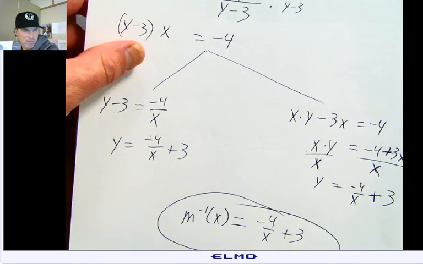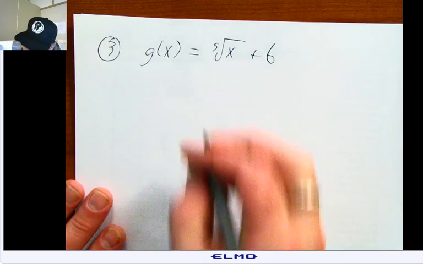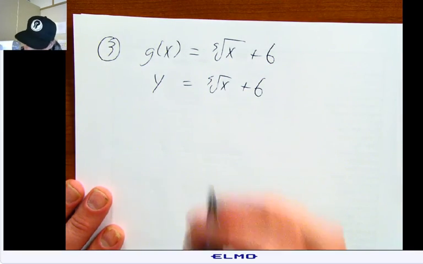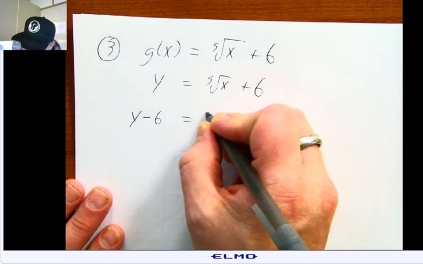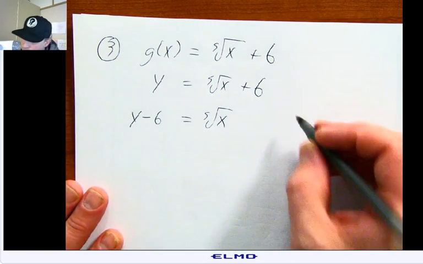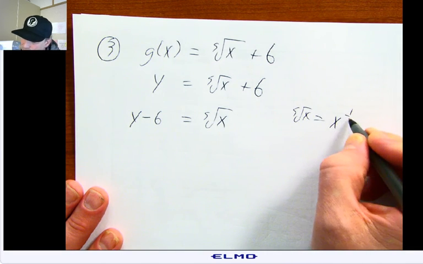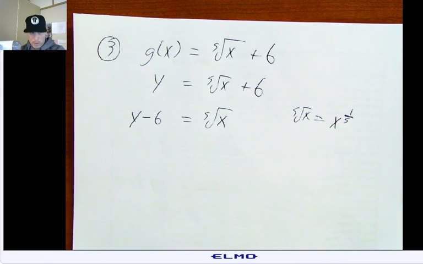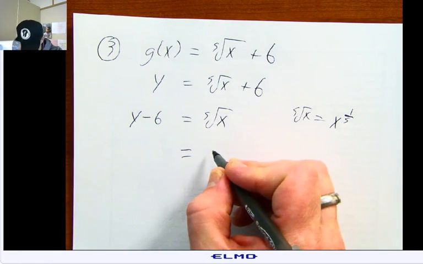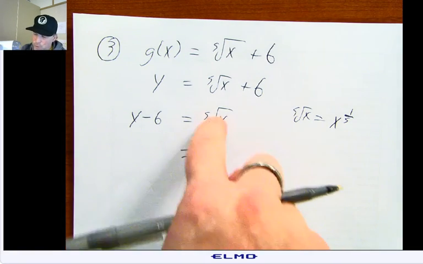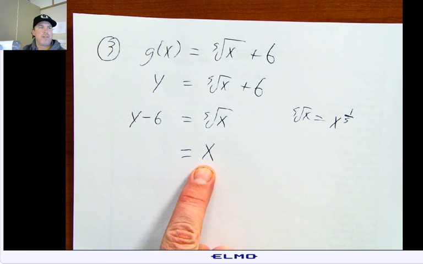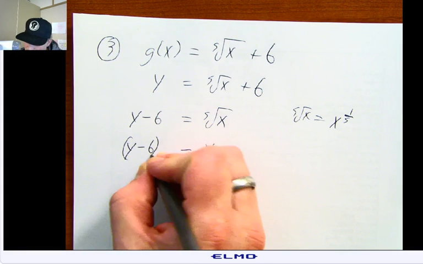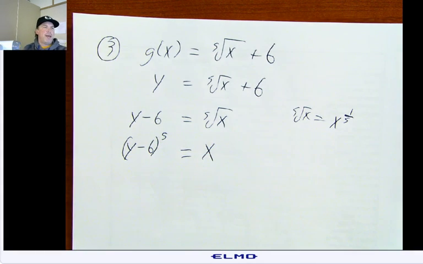All right. Example 3. Suppose g of x equals the 5th root of x plus 6. Change g of x to y. So y equals the 5th root of x plus 6. Subtract 6 from both sides. So y minus 6 equals the 5th root of x. The 5th root of x, as you remember from our chapter test on Thursday, is x to the 1/5, and you can get rid of that by raising both sides to the 5th power. If I raise this to the 5th power, the 5th root and the 5th power cancel out, leaving x by itself. On this side, I'd have (y minus 6) to the 5th power. That's too big of a number to multiply out.